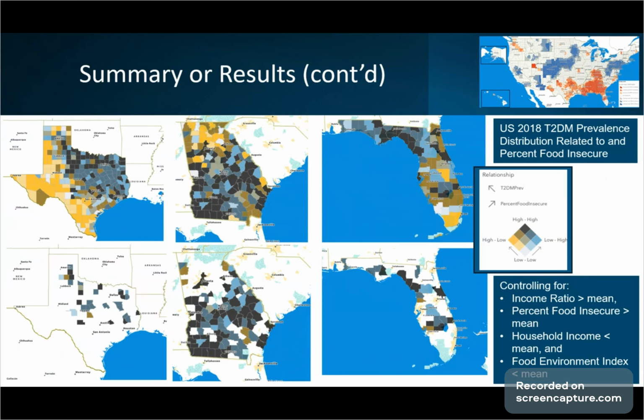All right, so summary of results. We're looking at Texas and Georgia. We're like, let's hone in and take a look at the state level. I mean, you have all of these patterns on the national level, but what is going on at the state level?